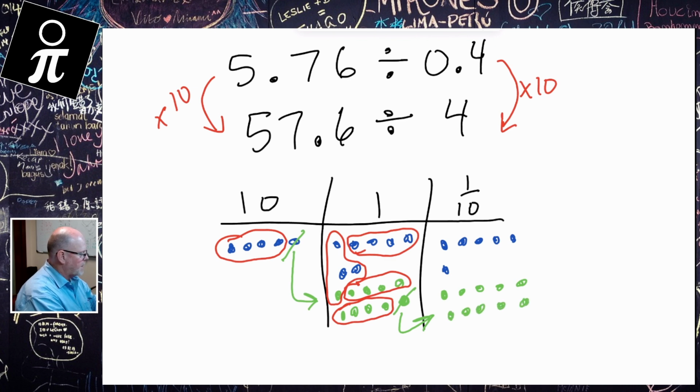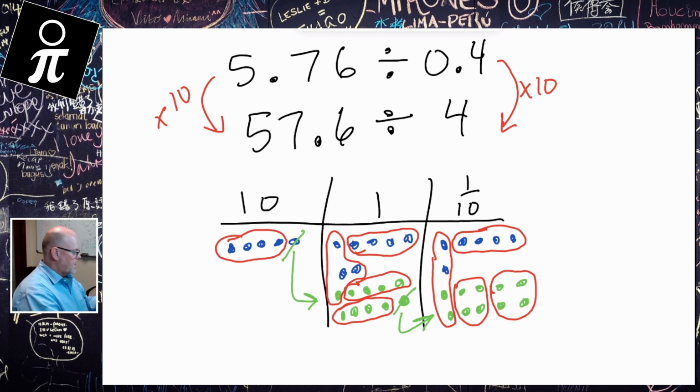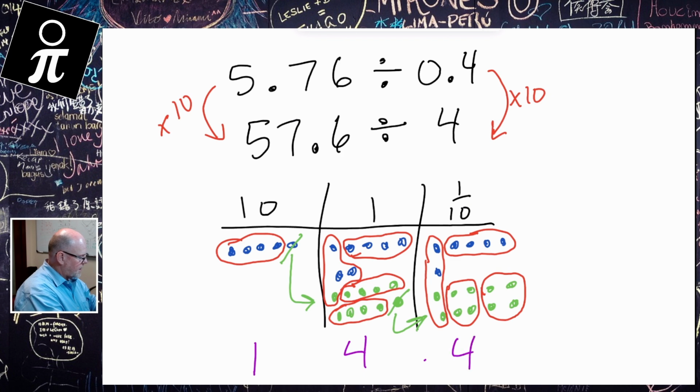So this single dot left over is going to get exchanged for 10 in the tenths column. And now I have plenty of dots to make my groups of 4. There's a group of 4, there's a group of 4, there's a group of 4, and there's a group of 4. And we can see our answer is one group in the tens place, four groups in the ones place, and 4 in the tenths place, and our decimal lives right here, separating the whole numbers from the decimal. So the answer is 14.4.